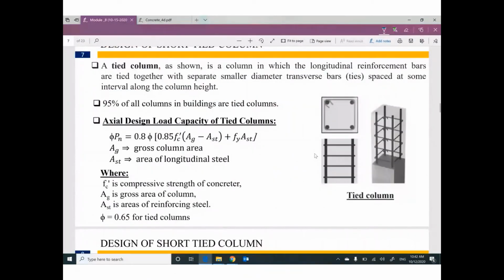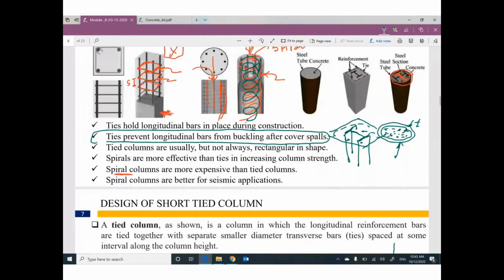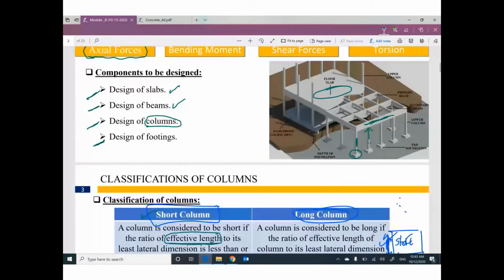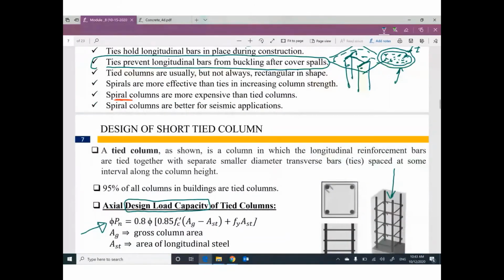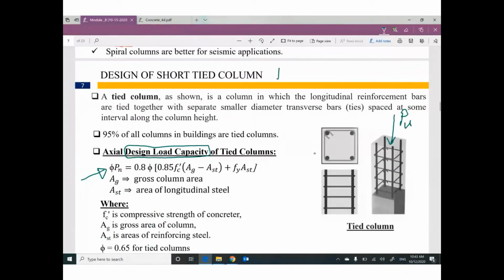Tied column, I will start with tied column today. It's very simple. According to ACI, we have this expression to figure out the design load capacity. Guys, remember, your column has a vertical force, or a vertical reaction from the beam, or from the slab, or from the building. This reaction is a force on this column. This reaction can be called P ultimate, and P ultimate equals 1.2 dead load plus 1.6 live load. To make sure this column is safe, P ultimate must be smaller than or equal to phi Pn.